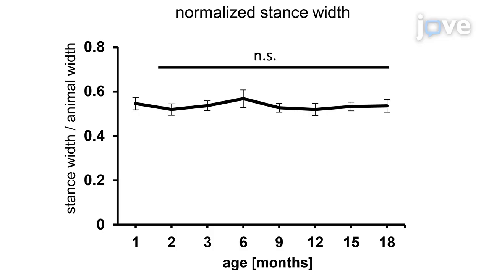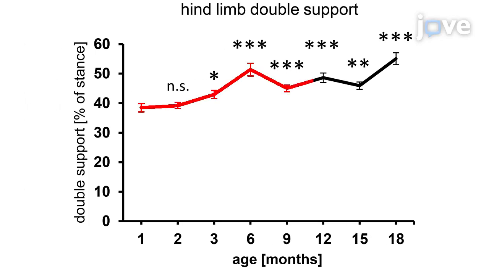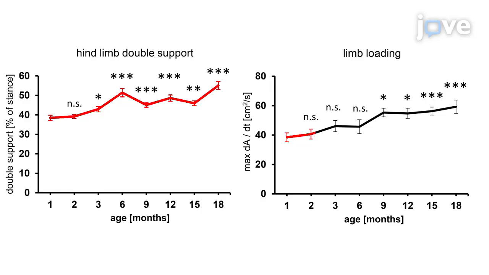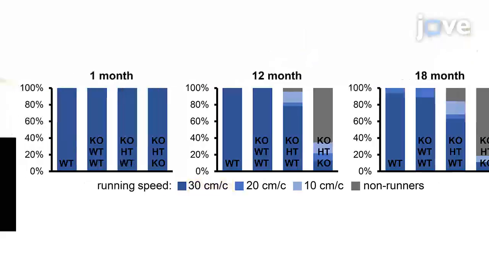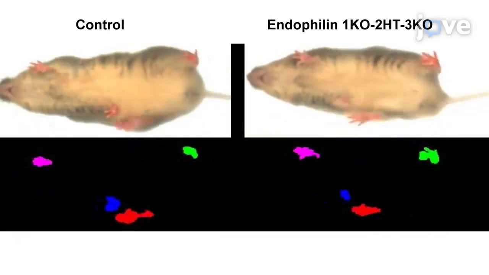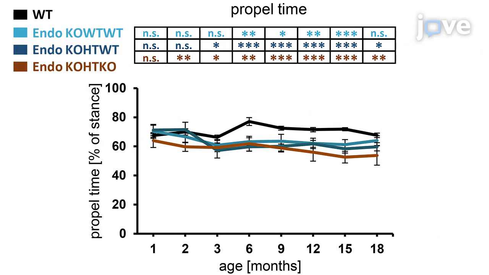In a gait analysis in wild-type mice with advancing age, results indicated that the stance width normalized to animal width does not change with advancing age. However, hind limb double support and limb loading do increase with age in wild-type animals. Furthermore, while all tested animals can run at 30 meters per second at 1 month, the endophilin mutants develop running deficits as they age. Additionally, gait rhythm is impaired in endophilin mutants. For example, the propel time decreases in the endophilin mutants as the mice age.